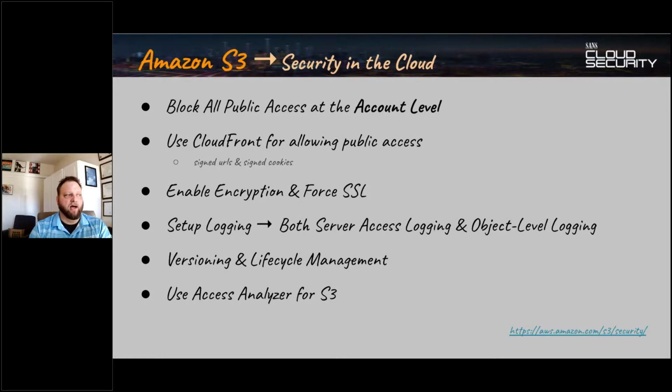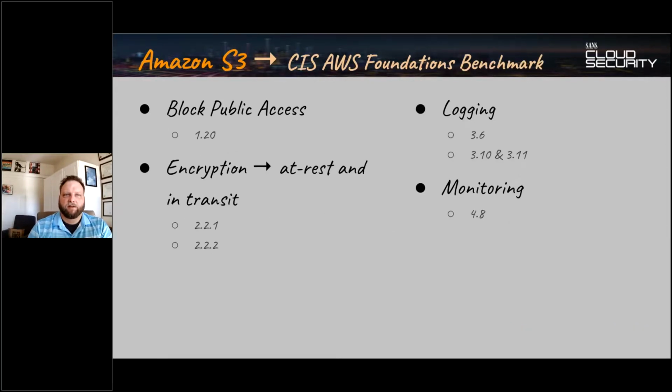Last bullet on there, use Access Analyzer for S3, very similar to the IAM Access Analyzer, just this one's more for S3 purposes. CIS Foundations benchmarks relating to S3: block public access, use encryption at rest and in transit. With respects to logging, we want to ensure S3 bucket access logging is enabled, so server access logging. Remember, it's a server, and you want to make sure that we're using CloudTrail associated with that too.